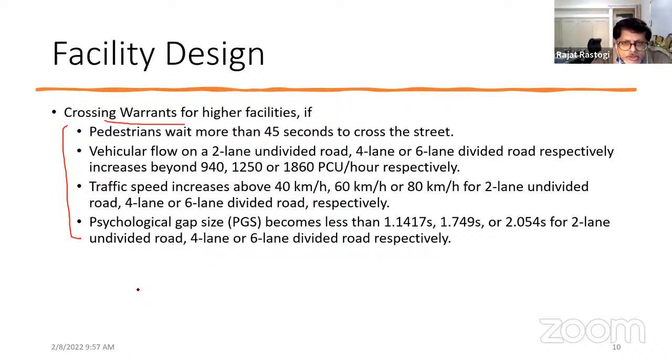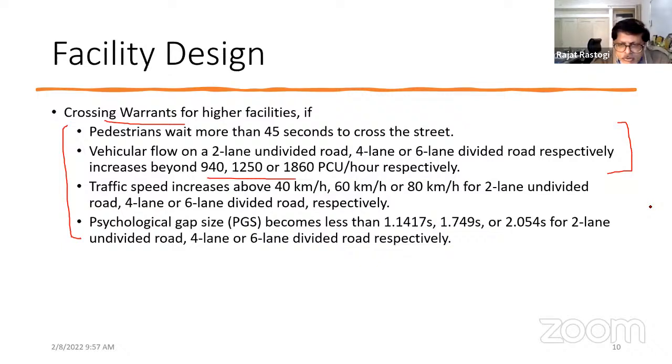Or if on a 2-lane, 4-lane or 6-lane divided road, you have the vehicular flow exceeding these values as being given here. And mind it that these two, that is the delay and the vehicular flow, are being correlated by an equation. And so therefore, all these values of 940, 1250, and 1860 are related with the wait time of that 45 seconds. Another condition is related to the speeds.